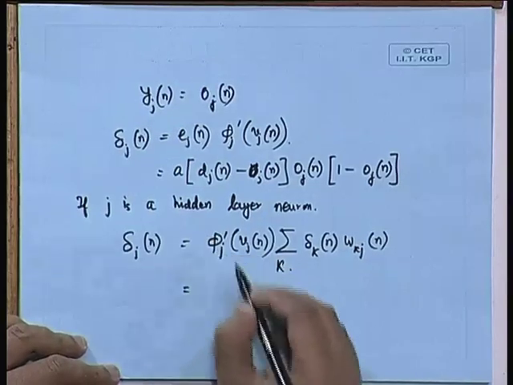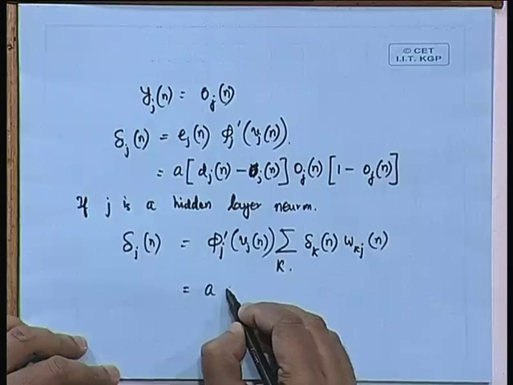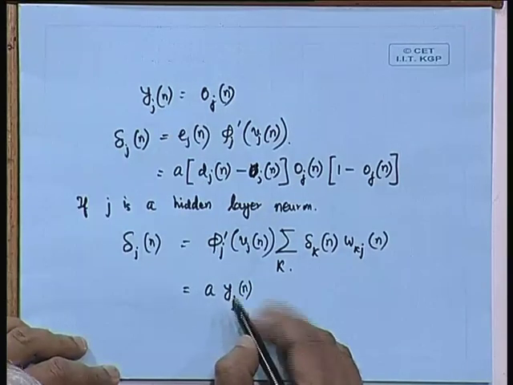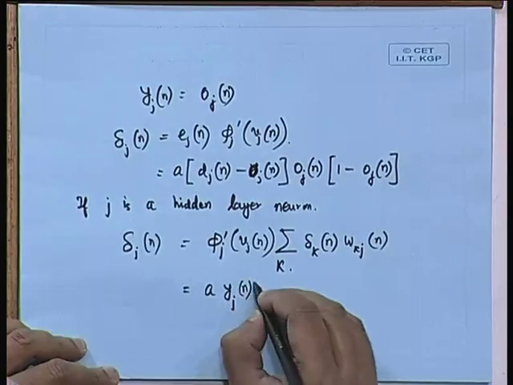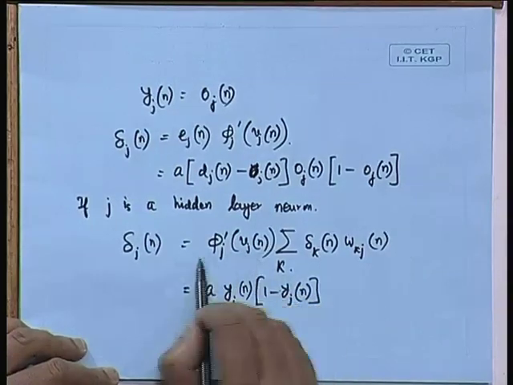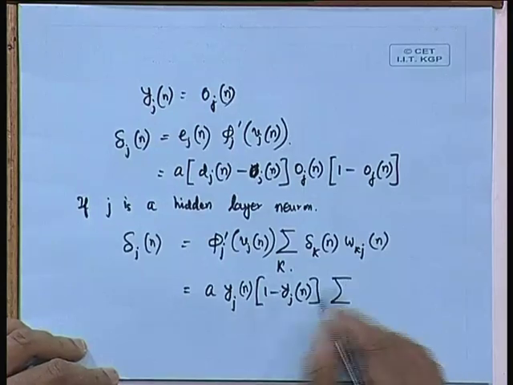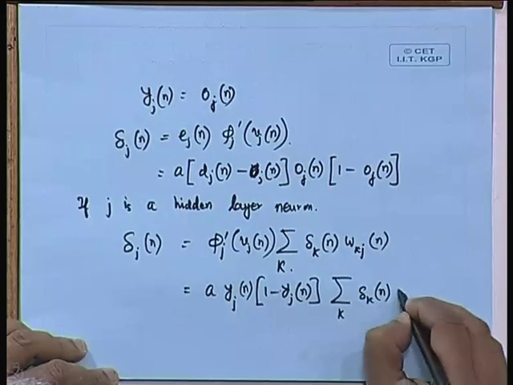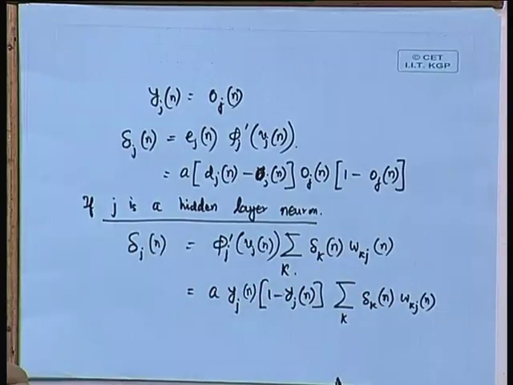Simply, what we can substitute is that instead of phi dash j Vj n, we can write a multiplied by yj n only. We cannot write oj n, because oj n is the output. But in this case, yj n will be the output of the jth neuron, I mean the hidden neuron. So, we have to write here yj n into 1 minus yj n. That is the term we are writing in place of the derivative of the activation function, and the weighted summation of all the local gradients at the output will remain as before. That means it will be summation of delta k n wkj n, summed up over k. And this is for the case of a hidden layer neuron.